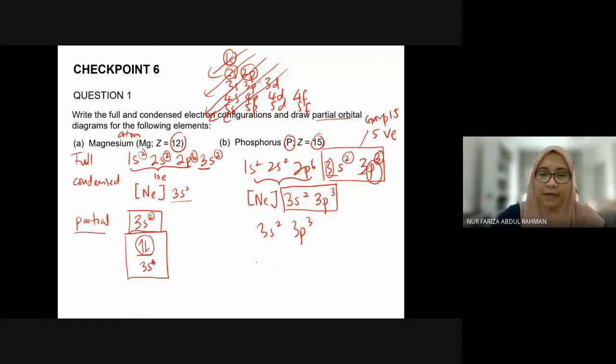For the partial orbital diagram, it will be 1, 2, 3, based on Hund's rule. You should occupy the orbitals singly, and once they are full, then only you can start pairing up. So this is how you answer the question.